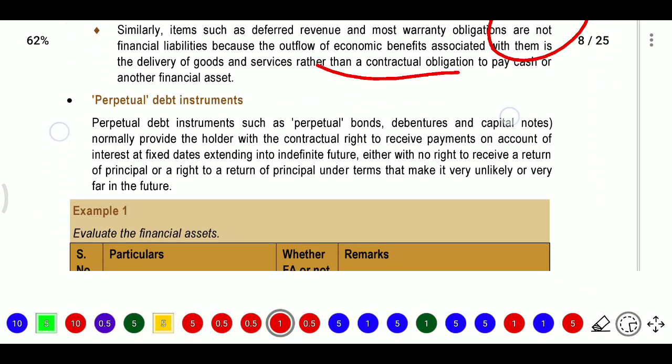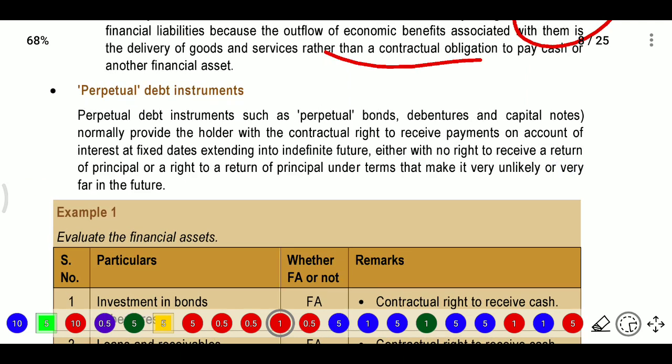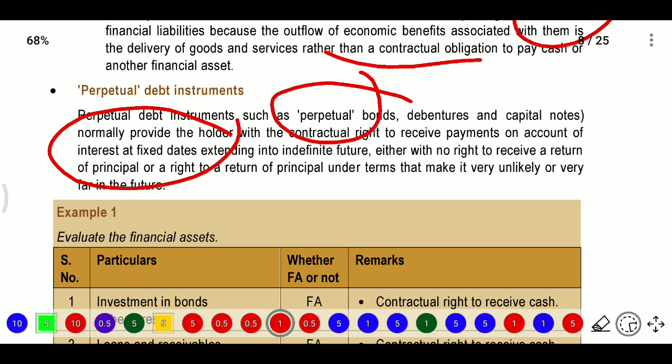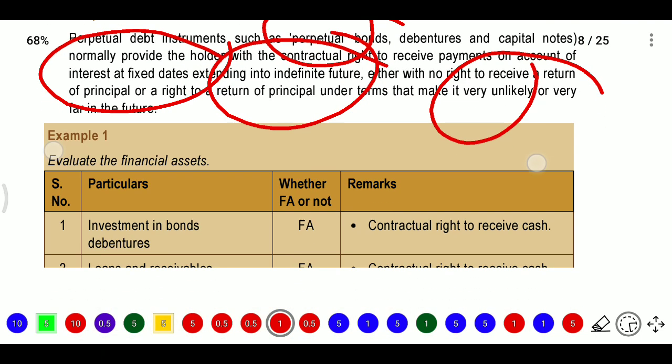And perpetual debt instruments. Perpetual debt instruments means perpetual bonds or debentures, and here capital notes also will be included. Normally these providers will get the contractual right to receive payment on account of interest at fixed dates, semi-annually or quarterly, and this will continue into the indefinite future. Perpetual means it has an indefinite future, either with no right to receive the return of principal, or with the right to receive the principal under the terms, which may be unlikely or likely in the future.